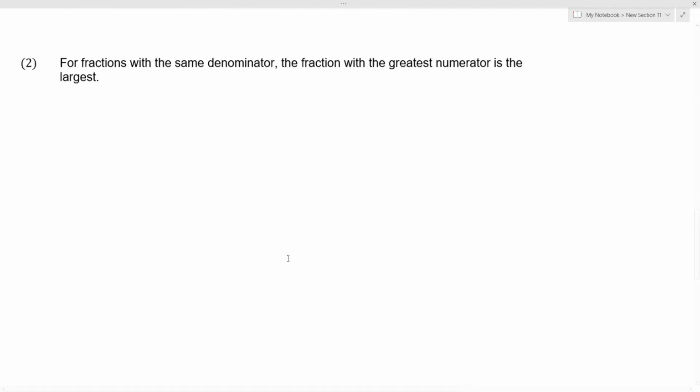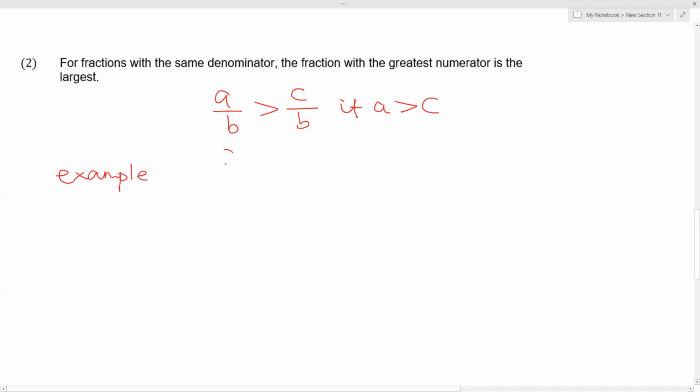Now, the second scenario is actually the easiest one, and it's very intuitive to understand. For fractions with the same denominator, the fraction with the greatest numerator is the largest. We can write it as a over b is bigger than c over d if a is bigger than c. Example: 2 over 3 is bigger than 1 over 3.